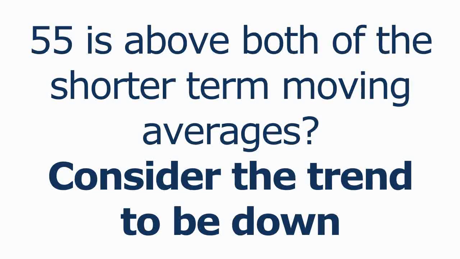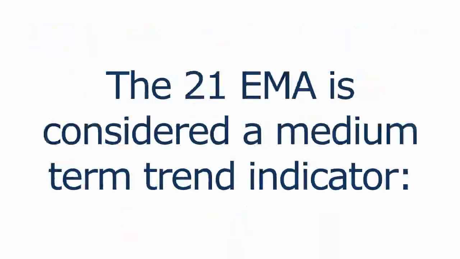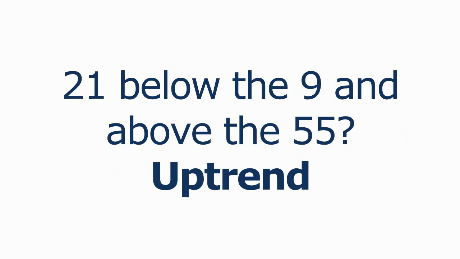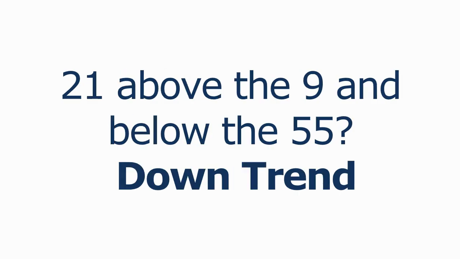When the 55 is above both of the shorter term averages, we're going to consider the longer term trend to be down. The 21 EMA is considered a medium-term trend indicator. And we want to see the 21 below the 9 and above the 55 for an uptrend. The 21 period should be above the 9 and below the 55 for a downtrend.